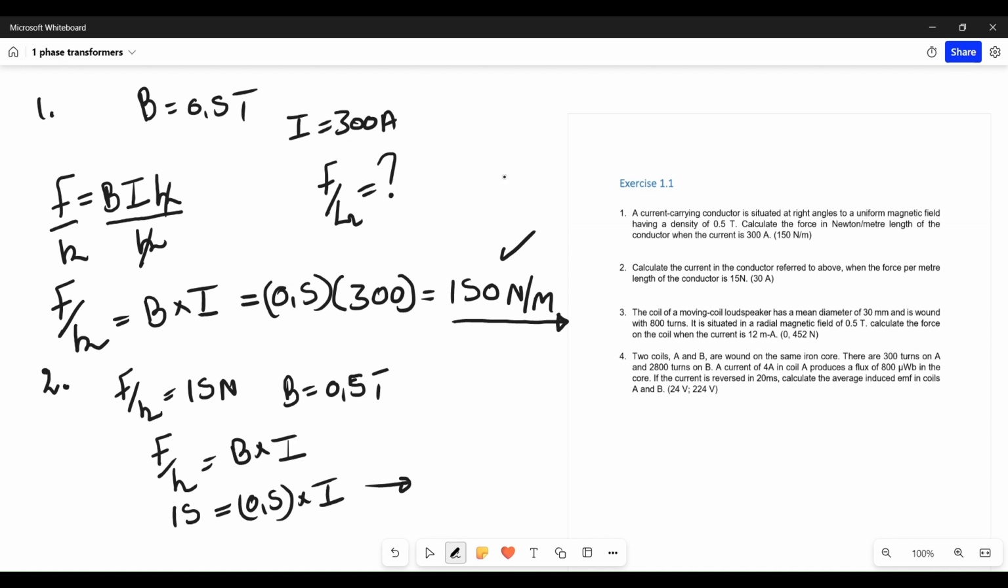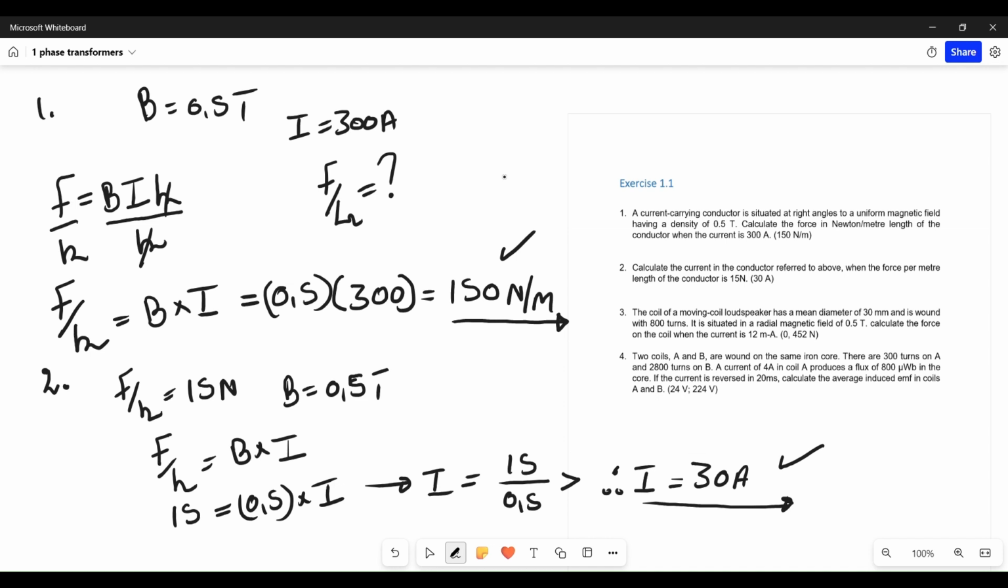So I is equals to 15 over 0.5. Therefore I is equals to 30 ampere. So this is my second question. I believe this is straightforward, because you're just substituting everything that you're given, but it's very important for you to understand the question and what they're saying. So far we managed to solve question 1 and question 2.